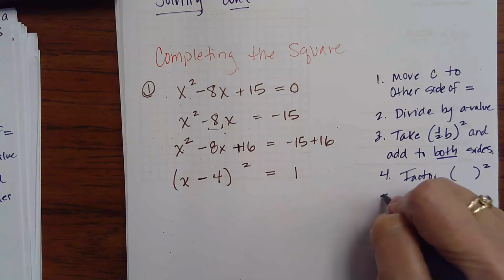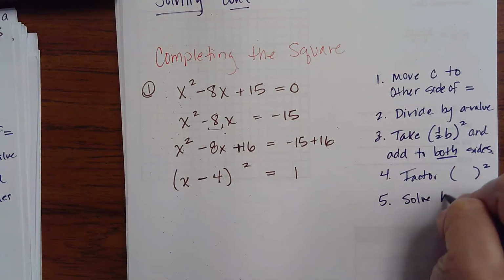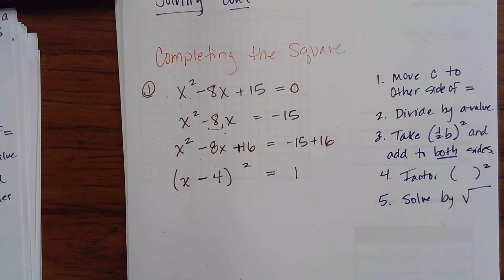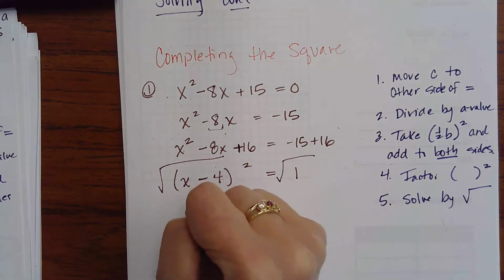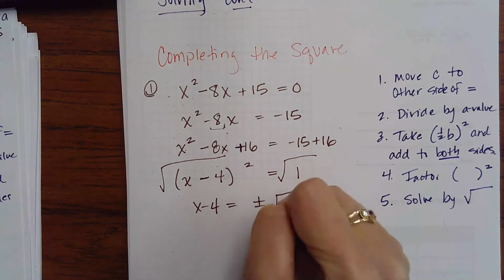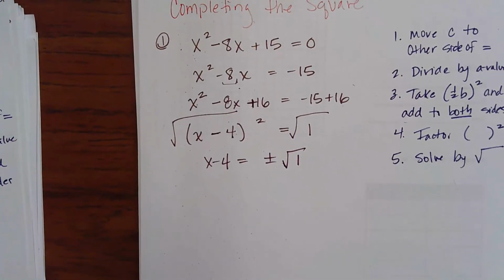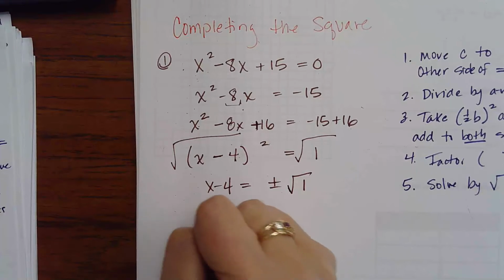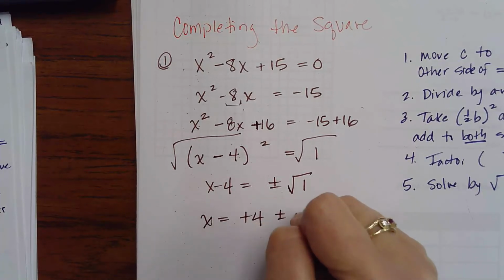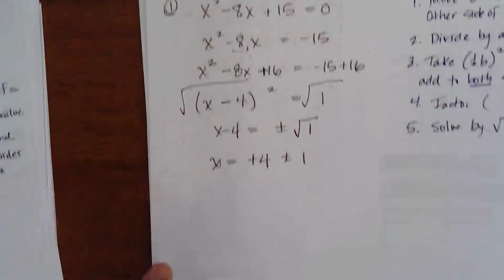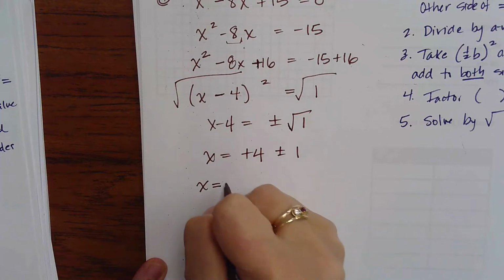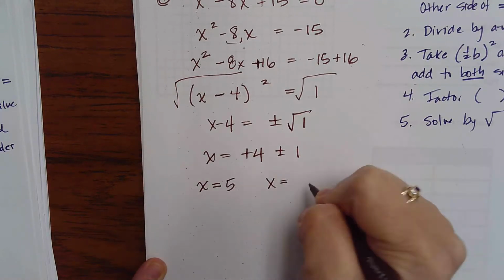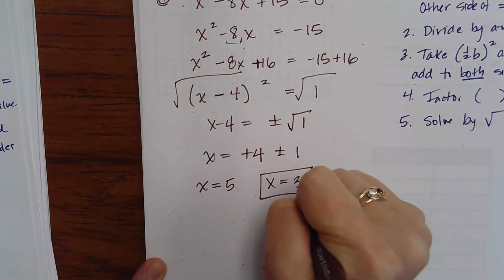All right, the last step in this process is to solve, and I want you to solve by taking the square root. So this is basically a vertex form equation. So now what we're going to do is square root both sides. Don't forget your plus and minus. So I have x minus 4 equals plus or minus 1. Let's solve for x by adding 4 to both sides. And we know that the square root of 1 is just 1. And I'm going to write my answers as 2 separate answers. So 4 plus 1 is 5, and 4 minus 1 is 3. So those are our 2 solutions.